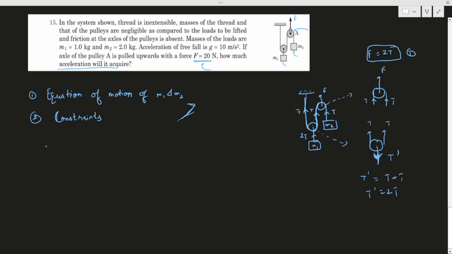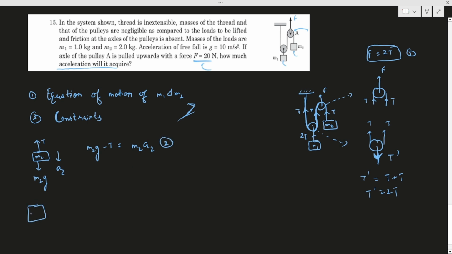If I make the FBD of mass M2, there will be tension T in the upward direction and a force M2g in the downward direction. Let's assume that the acceleration of this mass is A2 in the downward direction. So M2g minus T equals M2A2. This is our equation 2.